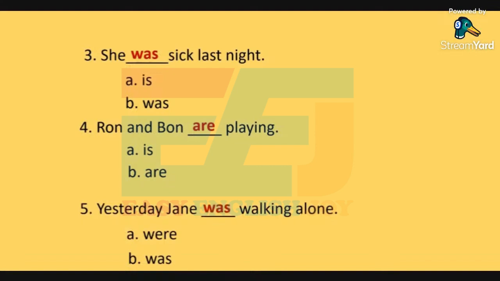Answer: was. Yesterday, Jane was walking alone. So we have here "was" because of the time expression "yesterday." The action took place in the past and Jane is singular. Jane was walking alone yesterday.